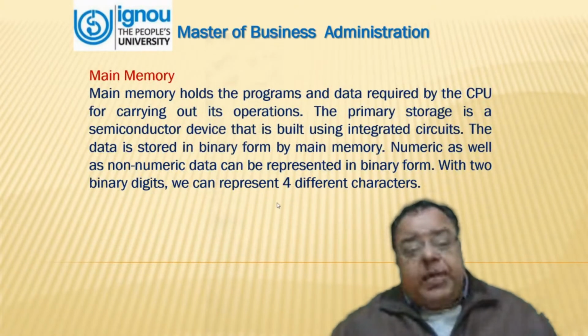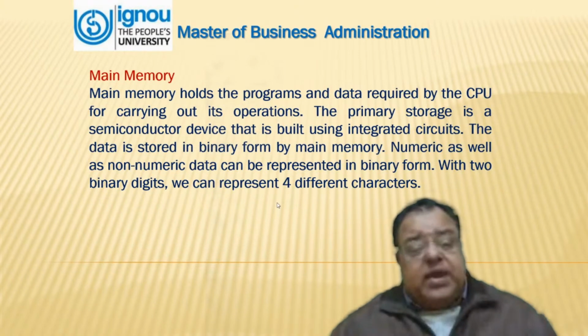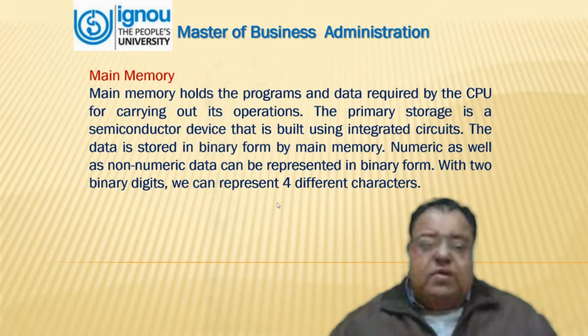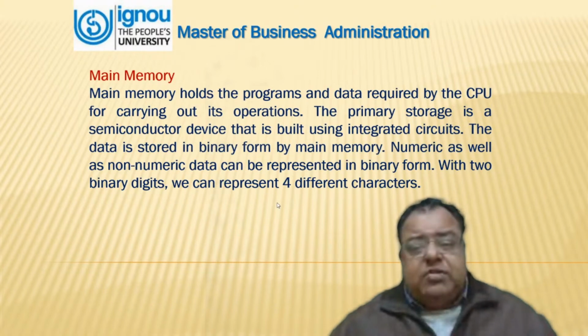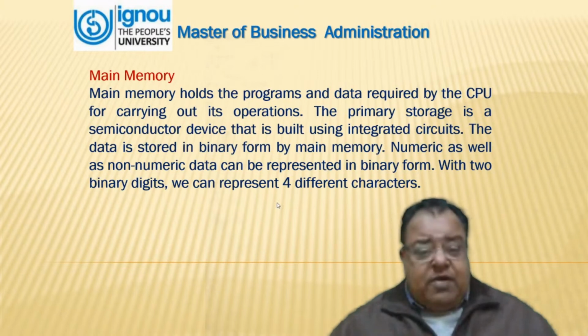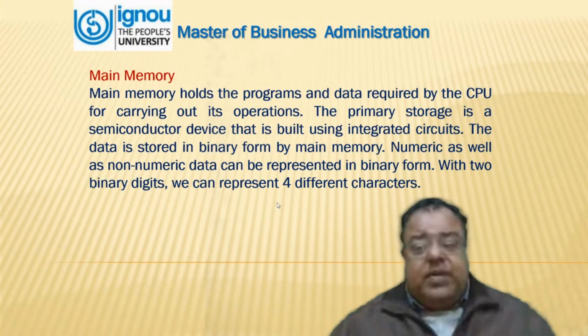Main memory. Main memory holds the program and data required by the CPU for carrying out its operations. The primary storage is a semiconductor device which is built using integrated circuits. The data is stored in binary form by main memory. Numeric as well as non-numeric data can be represented in binary form.